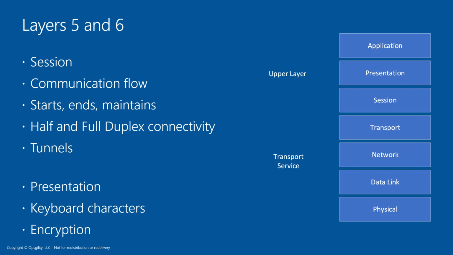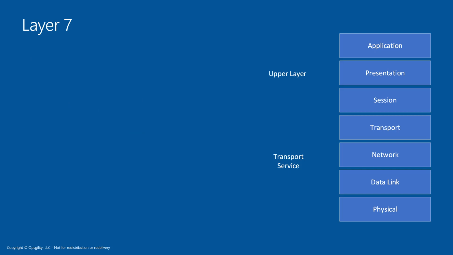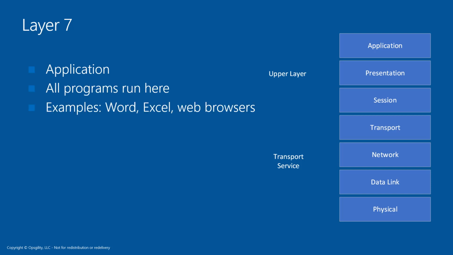Layer 7, we finally get to layer 7. It has to do with applications. And this is where all programs are run. So for instance, if you were to use Microsoft Word, Excel, or any web browser, any application, any app on a computer, that is the application layer.